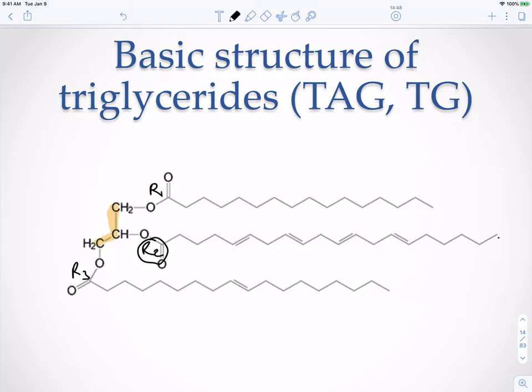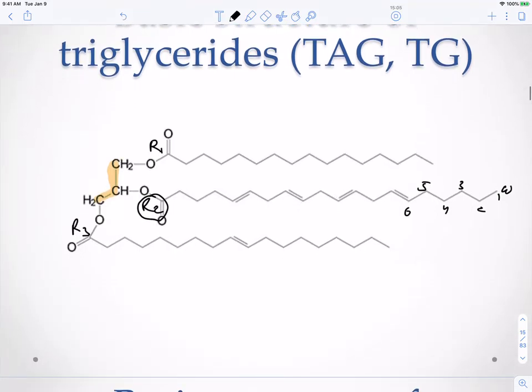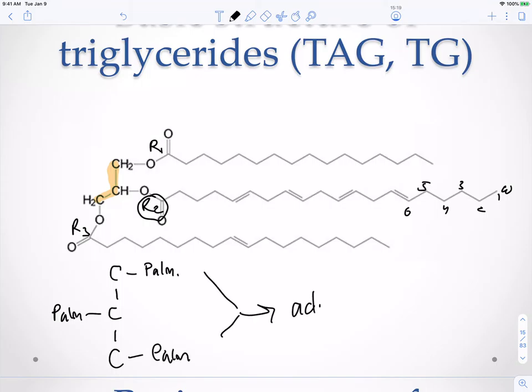So this is our 1, 2, 3, 4, 5, 6. And this is the omega side, so this is our omega-6 fatty acid. So this would be a membrane lipid, for example. Stored TAG, if you're going to make it in the liver, will primarily be, again, you have your three carbons, and then you'll have your palmitate. And then this will go to the adipose tissue, for example.